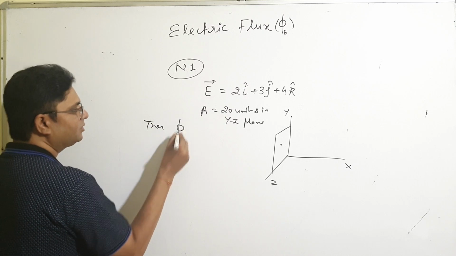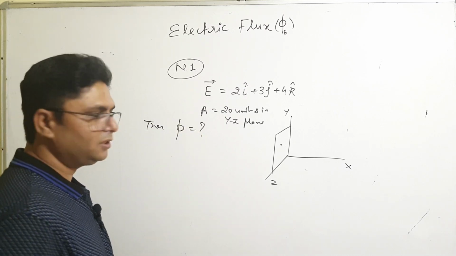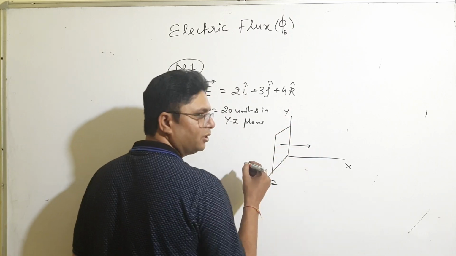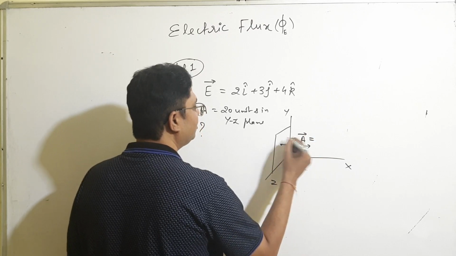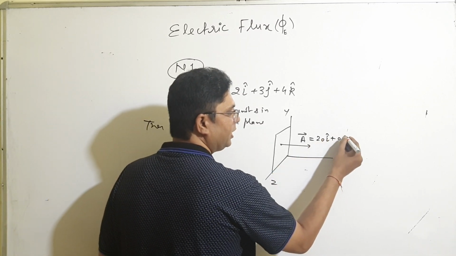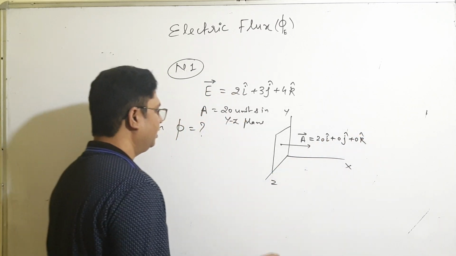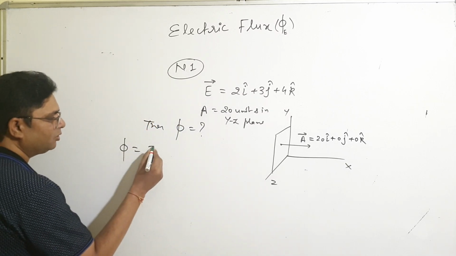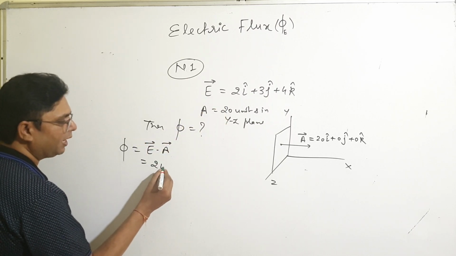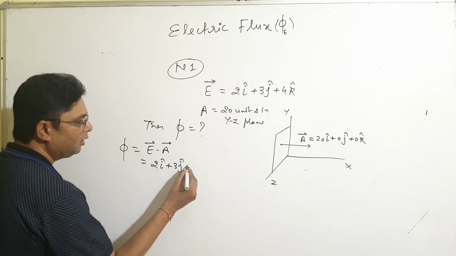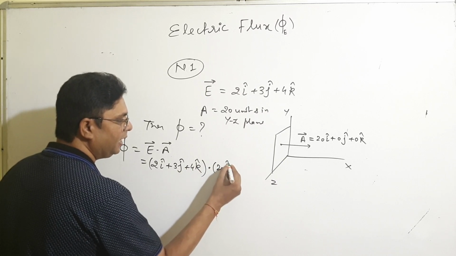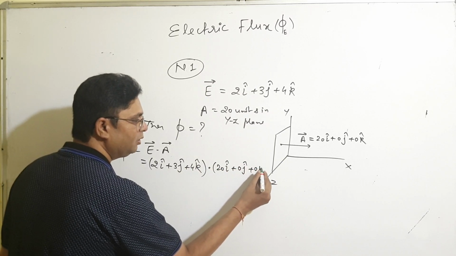Then flux phi is equal to what? What is phi flux? For this question, since this is in the YZ plane, the direction is along the x-axis. So area vector A is equal to 20 i cap unit plus 0 j cap unit plus 0 k cap unit. You know that flux phi is equal to E dot A. Put the values. The value of E is 2i plus 3j plus 4k, and the value of A is 20i plus 0j plus 0k.